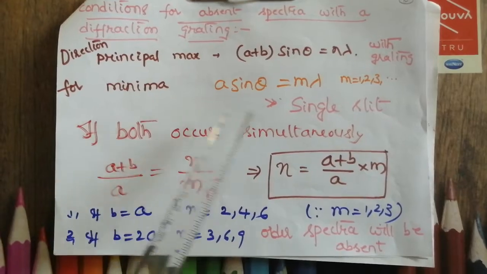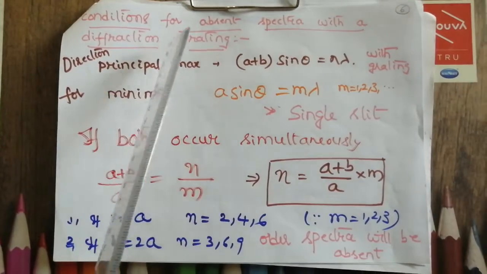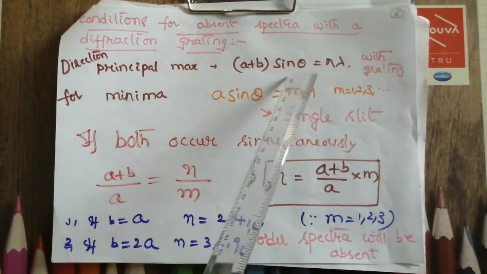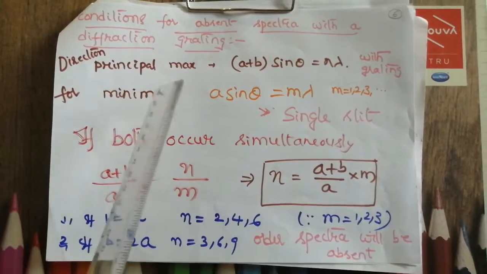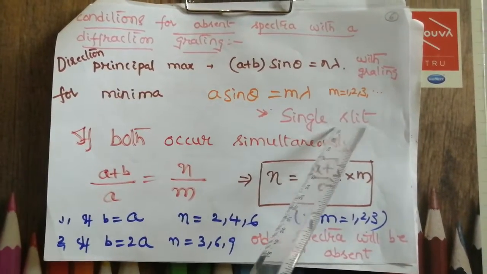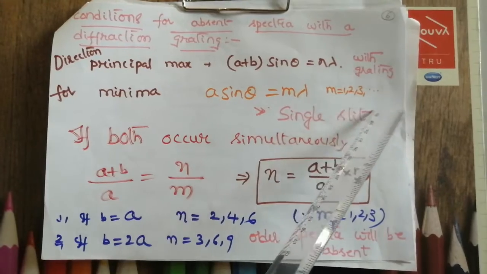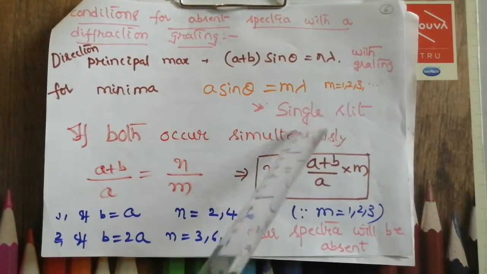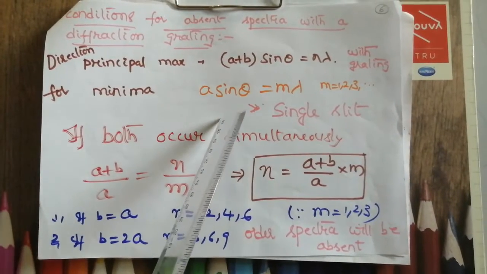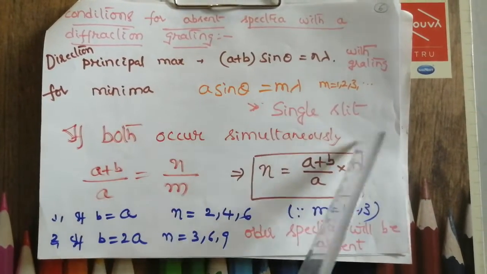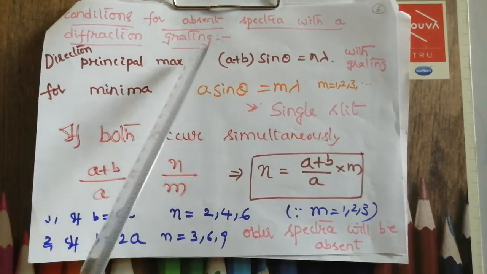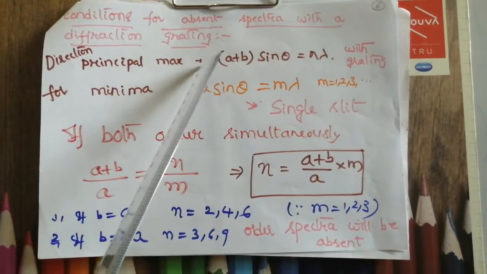Now let us see the conditions for absent spectra with a diffraction grating. We know that the direction of the principal maximum is (a plus b) sin theta equal to n lambda. For minima, a sin theta equal to m lambda. This is for a single slit. Here m equals 1, 2, 3 and so on, n equals 1, 2, 3 and so on. If both occur simultaneously, that means the minima for the single slit diffraction pattern, the first one, and the maxima for the interference curve, the second one.